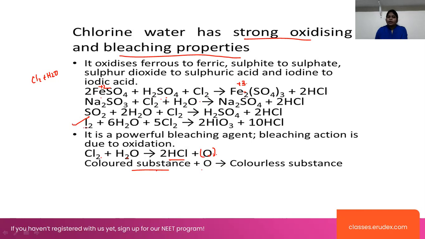Iodine will be oxidized into the form with plus 5 oxidation state. That means I2 will be converting into HIO3. Look at it, 0 to plus 5 oxidation state. In the case of sulfur, it goes from plus 4 to plus 6 oxidation state. That means chlorine has a strong oxidizing power.